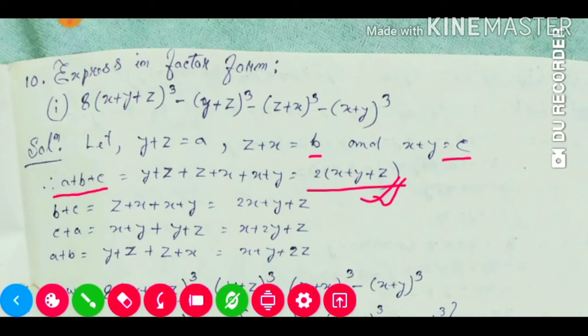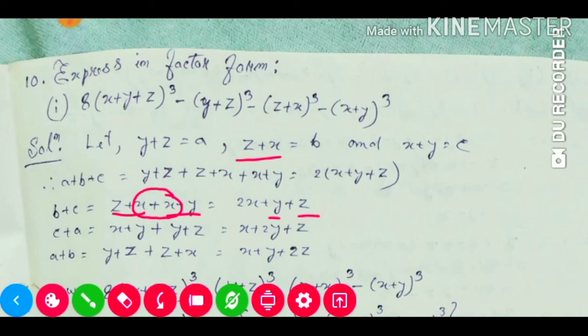Now b plus c: we'll put here the b value, z plus x, then our c value. If we add this, x will be there 2 times, so 2x plus y 1 time and z also 1 time. Similarly, we will also get the c plus a and a plus b values.